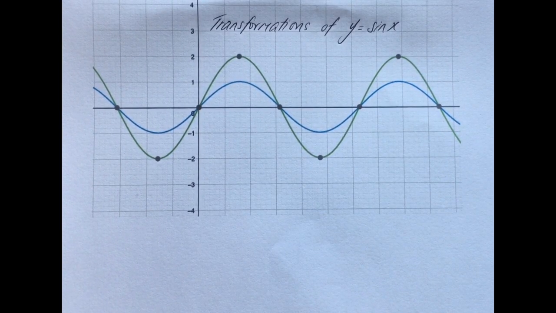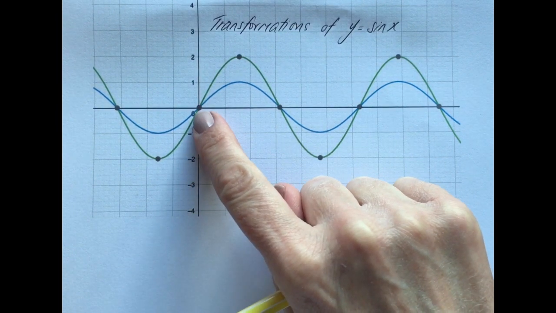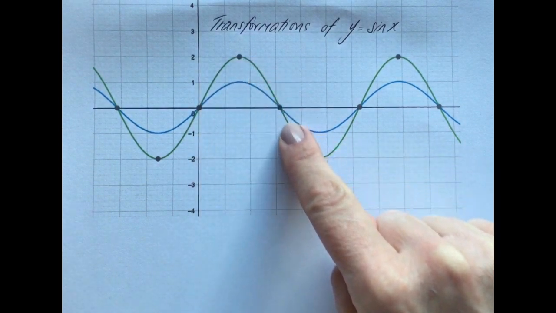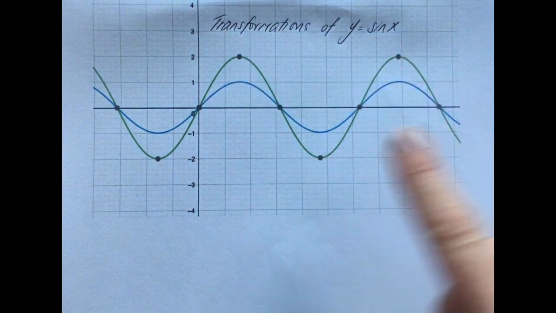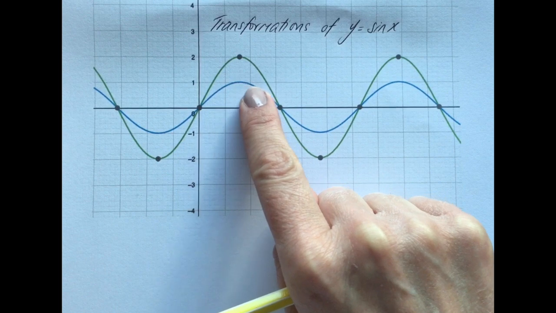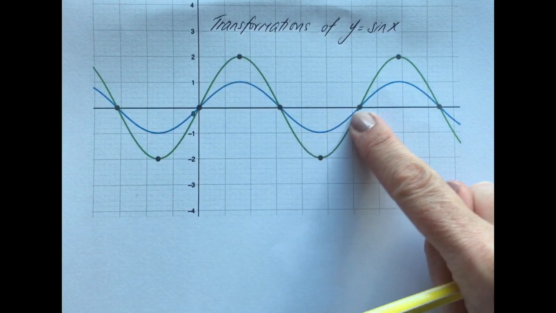Okay, so as I said, we only have transformations on the sine x curve and the cos x curve. So we're going to have a look at transformations of the sine x curve first. The first transformation we're going to take a look at is this one, where the graph gets stretched, if you like. What I have here is the original sine x curve, of course, in blue.